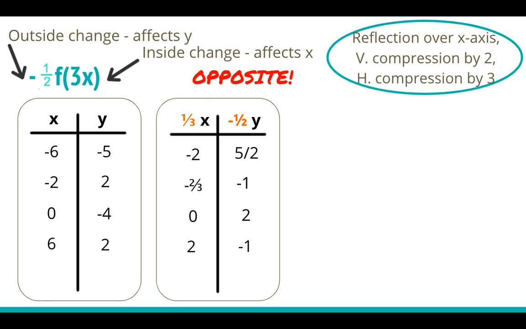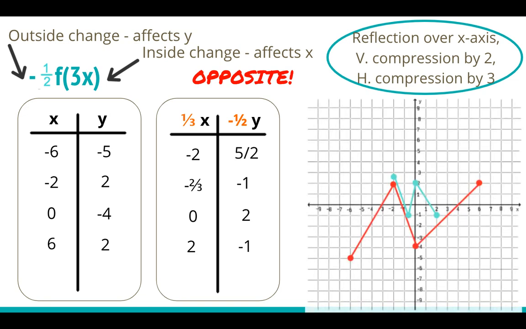So we see that we have 3 transformations going on. Reflection over the x-axis, that's the negative. A vertical compression by 2, that's the 1/2. And a horizontal compression by 3. It looks like it should be a stretch, but it's actually a horizontal compression because it's inside. Lastly, here is our graph. We have a reflection, and we have a vertical and horizontal compression. That's why it looks like it's been reflected over the x-axis, and it's smaller in both directions.